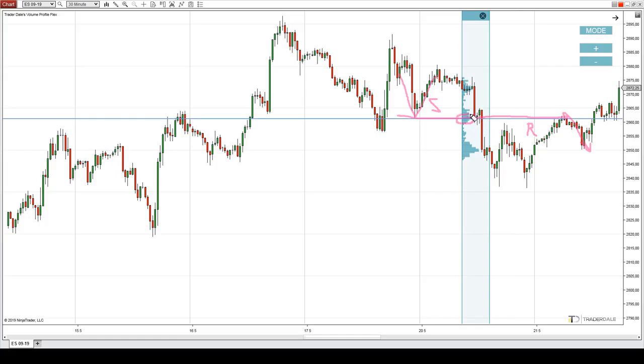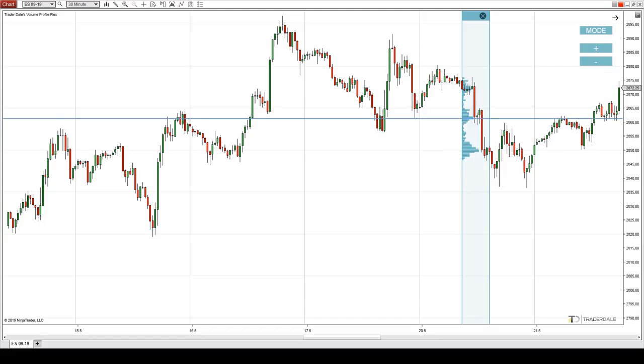Then it creates a very nice volume cluster within a little rotation inside a strong downtrend. Alright, this is really a nice looking trade. I would say a sort of ideal trade.